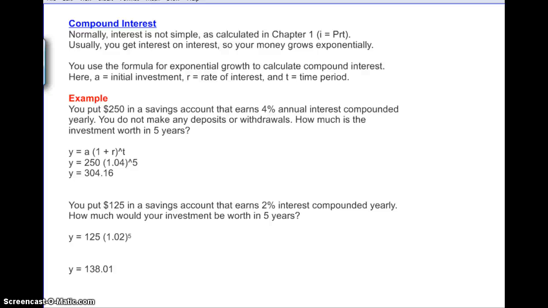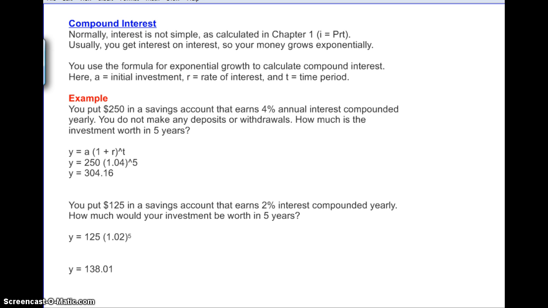This is compound interest, and this is just a continuation of the last section. It's just that we ran out of time, and I wanted to talk about this a little bit. Normally interest isn't simple interest. In chapter 1, we worked with simple interest, where interest equals principal times rate times time.